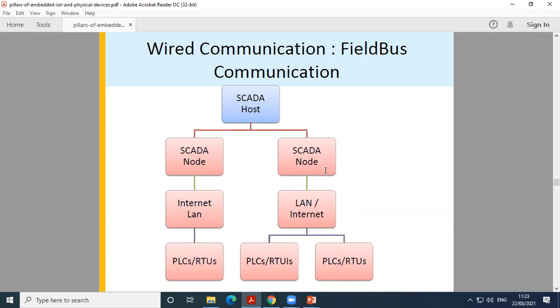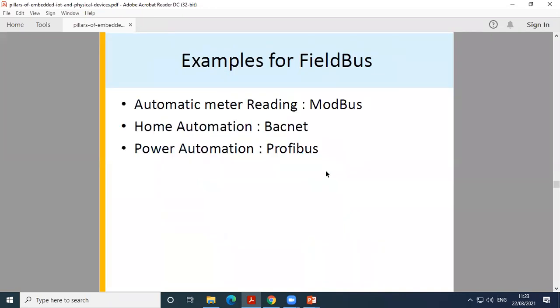with the SCADA application. Then there are some examples for the field bus. Automatic meter reading uses Modbus, and building and home automation uses BACnet. Another example is power system automation. For that it uses Profibus. Profibus is type 3.